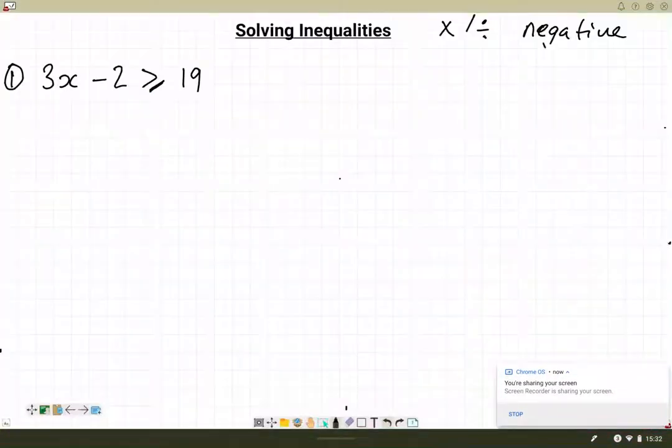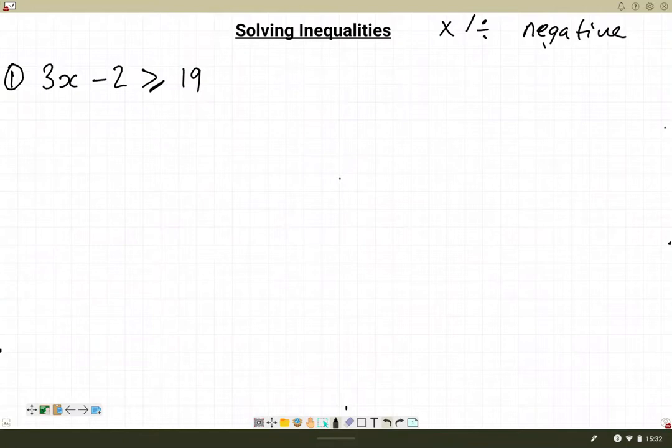Hi guys, so today's lesson is going to be on solving inequalities. Now, the method is similar to solving equations, but there's a couple of things you need to remember. So, the first thing is instead of an equal sign, there is going to be an inequality sign, and you need to keep this all the way through your working out.